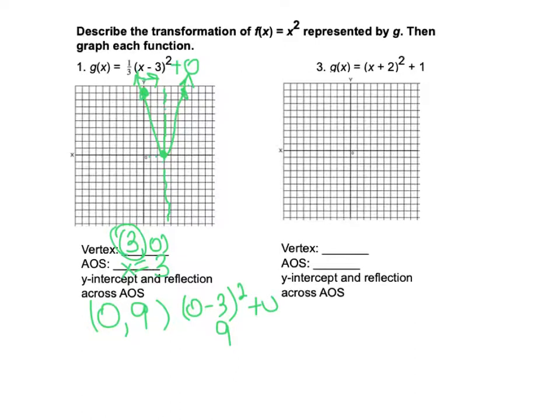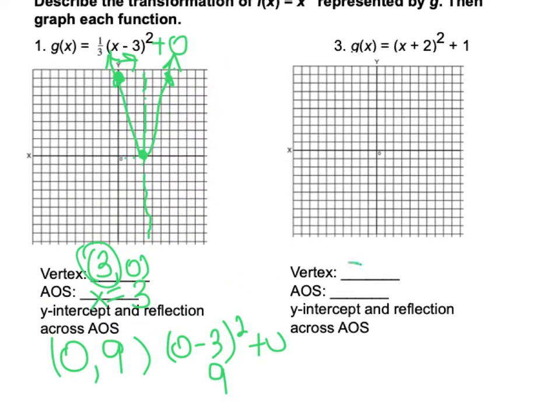I have x plus 2 squared plus 1. My vertex is going to be at h, k, so my vertex is going to be at -2, 1. So I'm going to put my vertex at -2, 1, which is right here. And then my axis of symmetry is just that vertical line that goes through my vertex at x equals -2. So that's my axis of symmetry, goes right down the middle here.